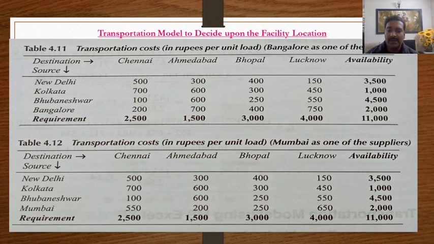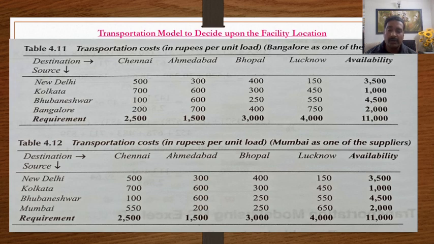But before that I will make clear what is given in this example. Here a company needs to decide whether in Bangalore or in Mumbai they should establish their new facility location. Why? Because they have to supply their products to 4 different destinations, Chennai, Ahmedabad, Bhopal and Lucknow, and for each destination we have different sources from where they have to transport their products, from New Delhi, from Kolkata, and from Bhubaneswar.